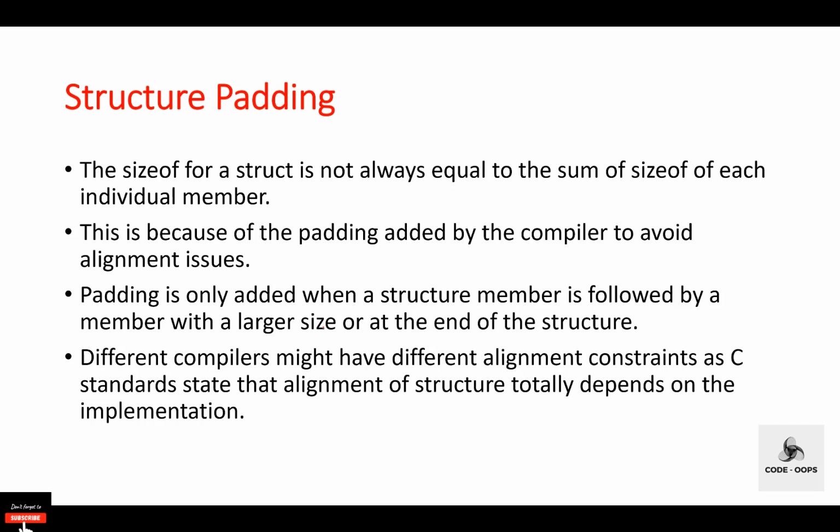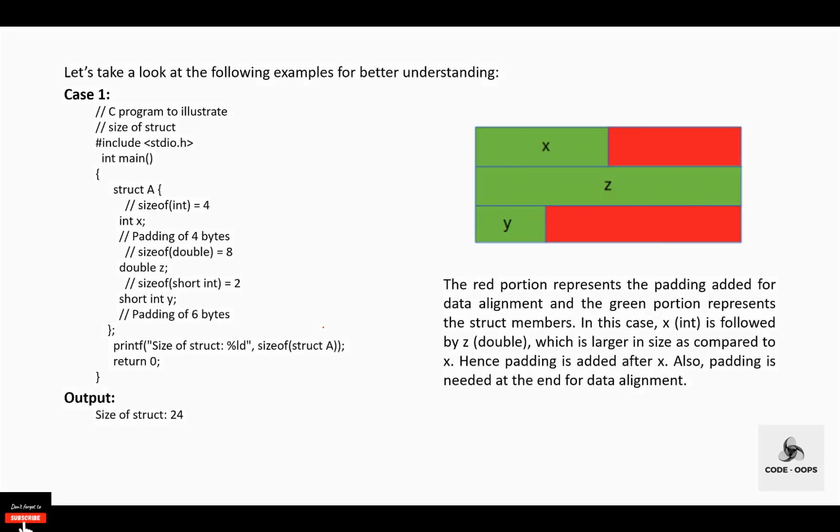Next is structure padding. The size of a struct is not always equal to the sum of the sizes of each individual member. This is because of the padding added by the compiler to avoid alignment issues. Padding is only added when a structure member is followed by a member with a larger size or at the end of the structure. Different compilers might have different alignment constraints, as the C standard states that alignment of structure totally depends on the implementation. Let's see the example.